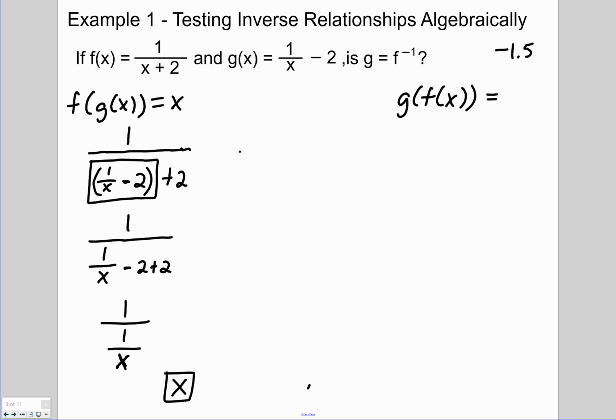Okay, so let's do the other one. Now I'm going to write down 1 over box minus 2.